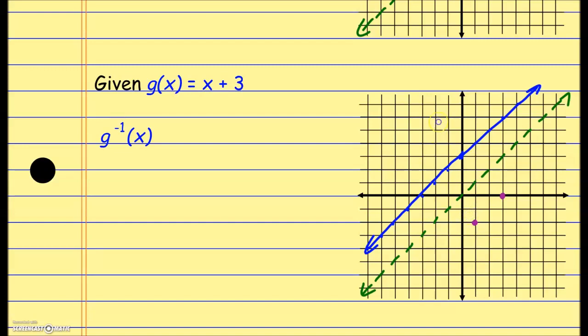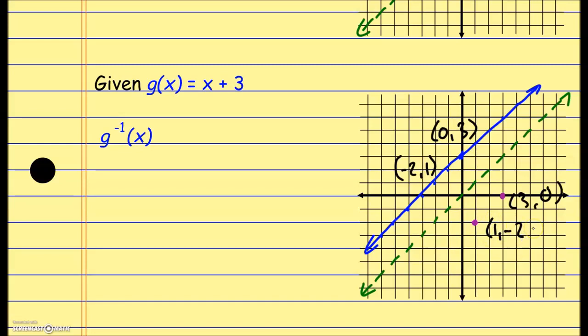Think about the ordered pairs here. The ordered pair of this first point was 0, 3. And notice its reflection point is 3, 0. It's the exact inverse point where I switch the x and the y. Here, the ordered pair of this point right here, which is the next one that I reflected, was negative 2, 1. And if you look at the reflection, it's 1, negative 2.